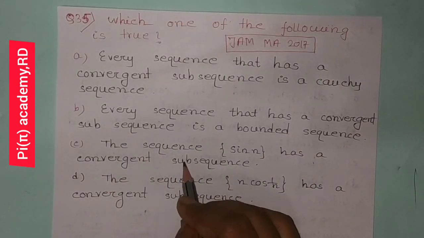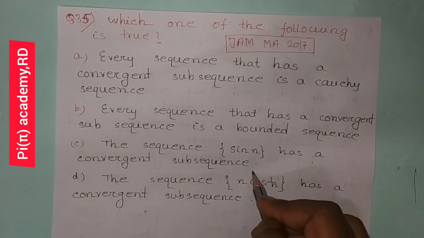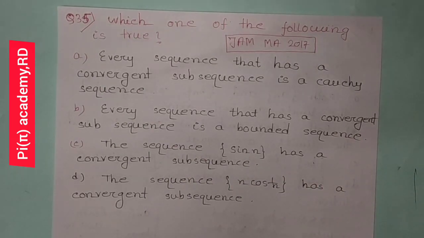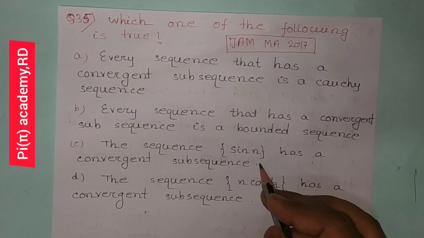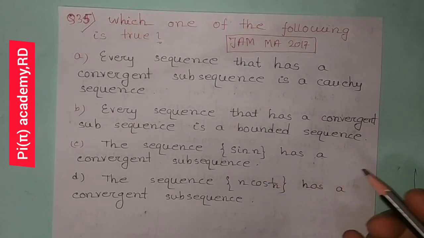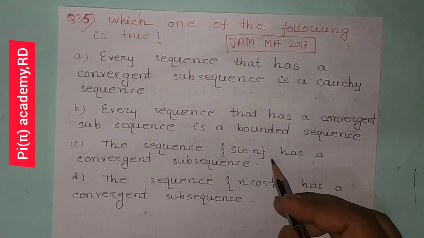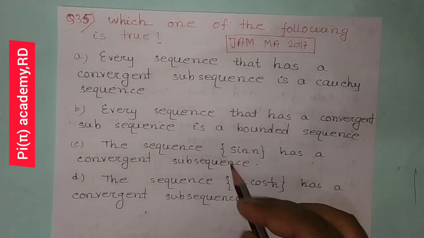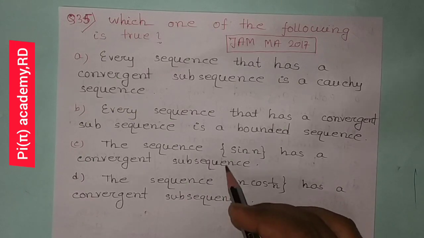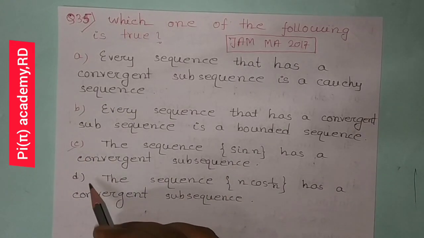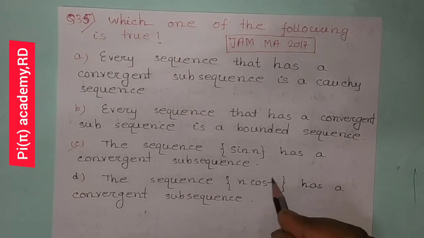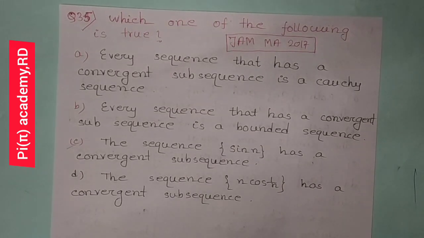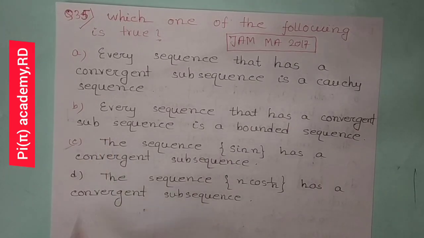Now option C, the sequence sin n has a convergent subsequence. The sequence sin n is an infinite bounded sequence of real numbers. Therefore by the Bolzano-Weierstrass theorem, the sequence has a convergent subsequence. Hence option C is true. Now option D, the sequence n cos 1 by n has a convergent subsequence. No, it is not true, because this is not bounded. Hence the sequence has no convergent subsequence. Hence our option C is true.